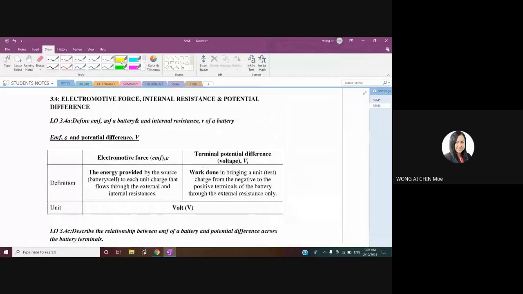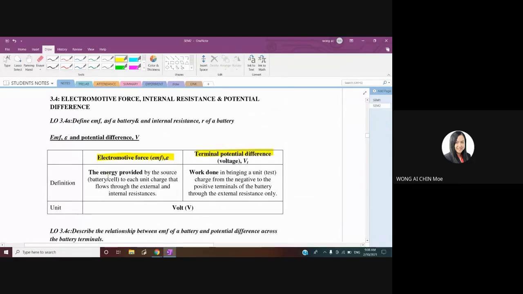Okay, so today we will continue with the fourth subtopic, 3.4, electromotive force, internal resistor, and potential difference. Electromotive force, or usually we call it EMF. So what is the difference between the EMF and also terminal potential difference?